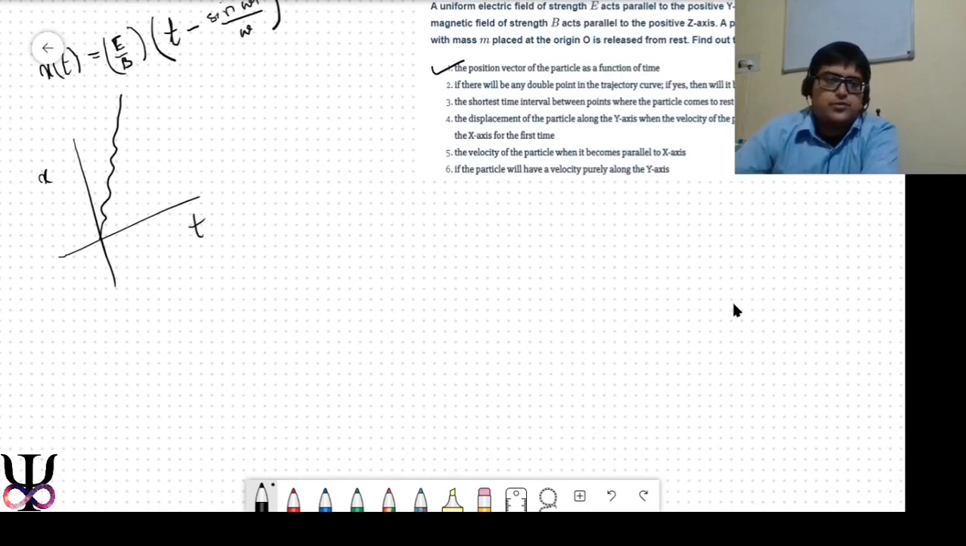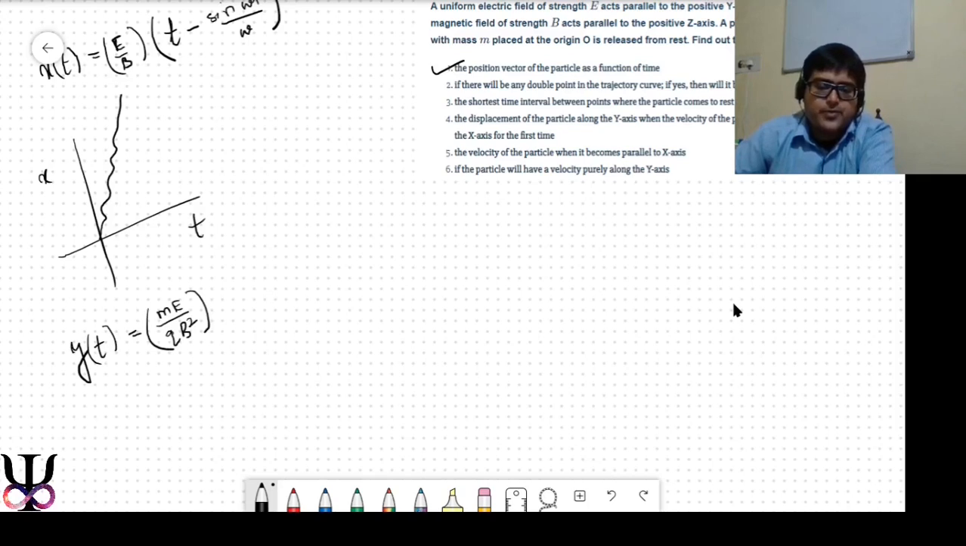Now if you talk about y as a function of t, that is even simpler, which is m E upon q B squared times {1 minus cos omega t}.